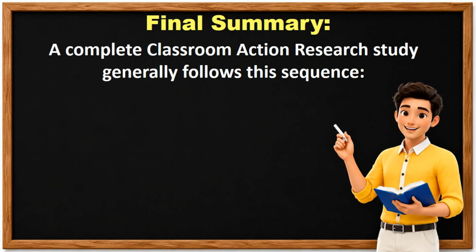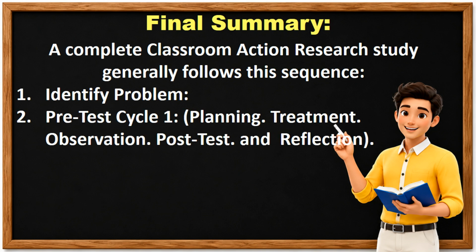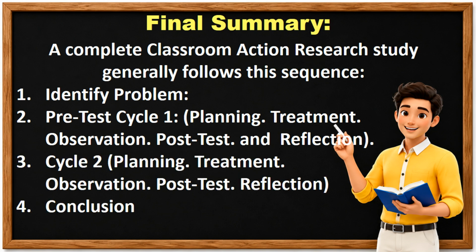Final summary. A complete classroom action research study generally follows this sequence. 1. Identify problem. 2. Pre-test. Cycle 1, planning. Treatment. Observation. Post-test. And reflection. 3. Cycle 2, planning. Treatment. Observation. Post-test. Reflection. 4. Conclusion.